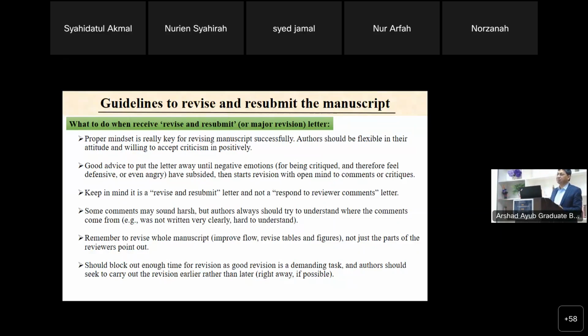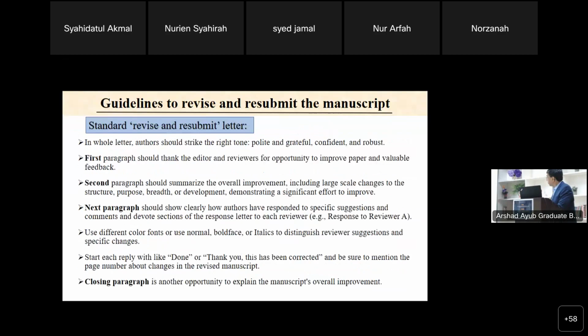Keep in mind, it is a revise and resubmit letter, not a response to reviewer comments. Some comments may sound harsh, but authors should always try to understand where the comments come from. Perhaps the paper was not written very clearly and is hard to understand. Remember to revise the whole manuscript, improve flow, revise tables and figures, not just the parts the reviewers point out. Block out enough time for revision, as a good revision is a demanding task, and authors should try to carry out the revision as early as possible.